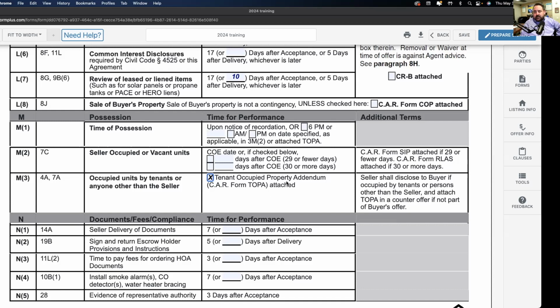Okay. Questions about 3M. Anybody have questions about 3M? Any of these? The possession, the close of escrow? Yes, Darwin, go ahead.